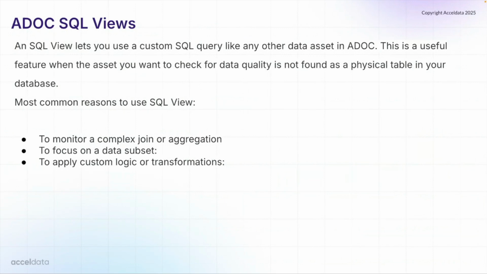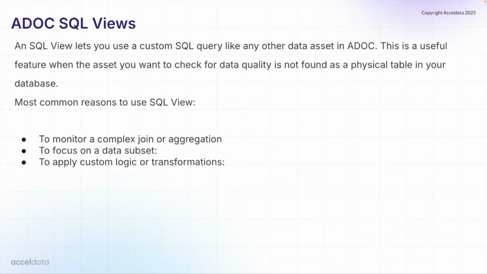Example: let's say that you have multiple tables for orders and customers. In this scenario, you create a SQL view on ADOC joining these tables, and then you can run data reliability policies on customer order summaries.